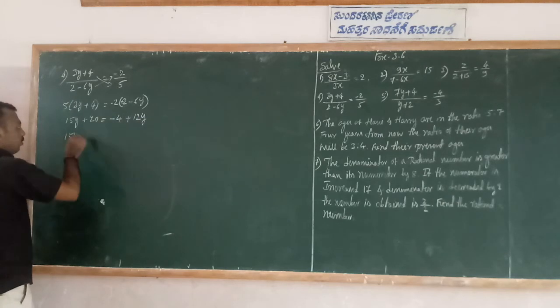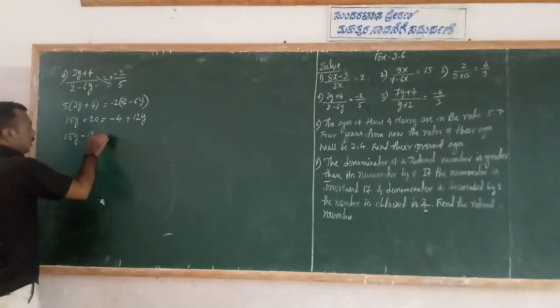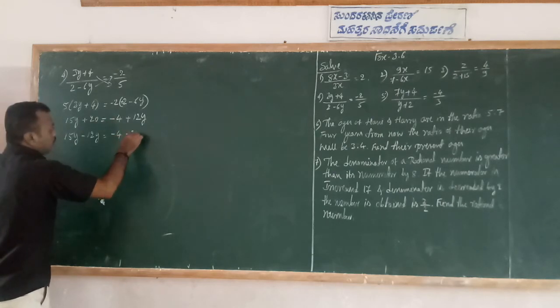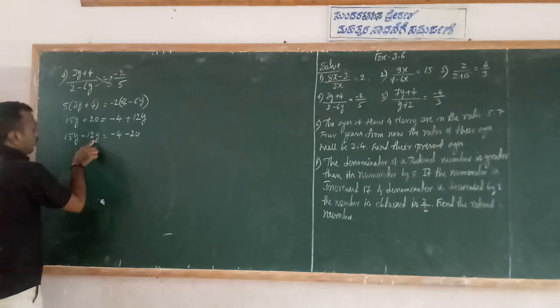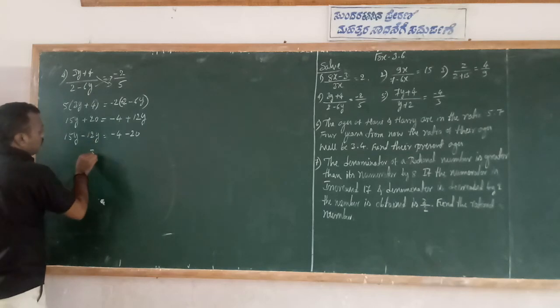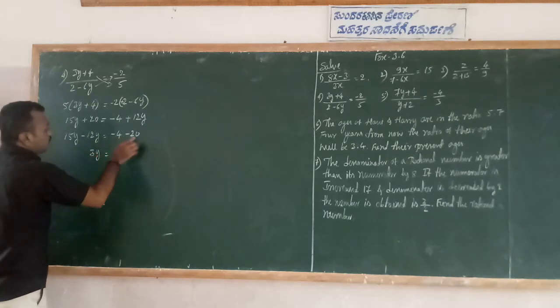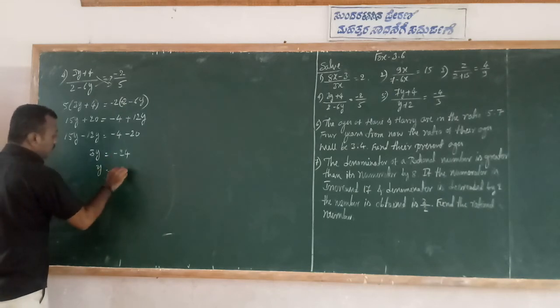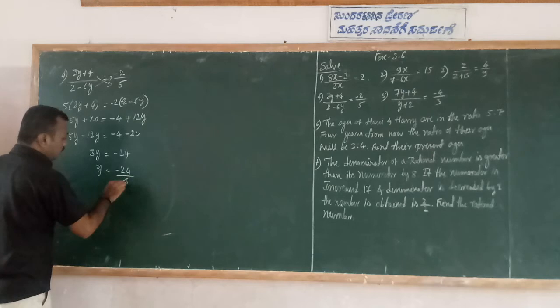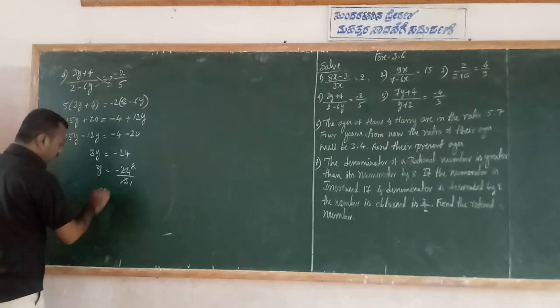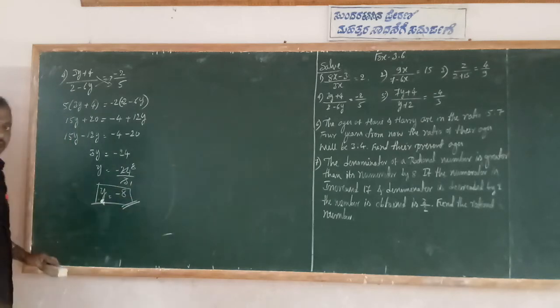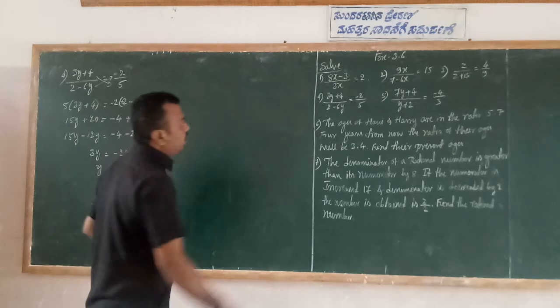Then 15y we have to write in the LHS only, 12y we have to send here, it becomes minus 12y, and it is equal to minus 4 as it is. Plus 20 we have to send here, it becomes minus 20. 15y minus 12y is 3y, equal to minus 4 minus 20, which is minus 24. Therefore y is equal to minus 24 whole upon 3, 3 8s are 24, therefore y is equal to minus 8. Understood? Next, question number 5.